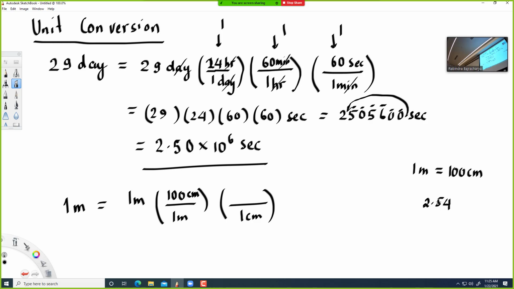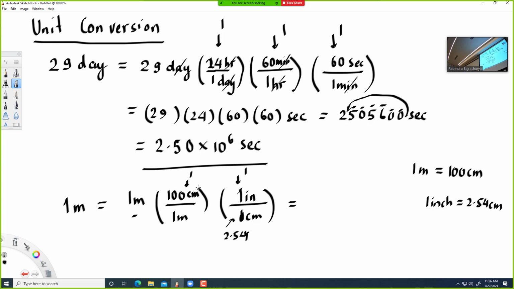2.54, we know 1 inch is 2.54 centimeters. Okay? So that means I need to put 2.54 here, because that's what I know. So instead of 1, I will put 2.54 centimeters here. And 2.54 centimeters is 1 inch. Again, this thing is 1, this thing is also 1, so multiplying our original number by 1 and 1 won't affect our actual number.